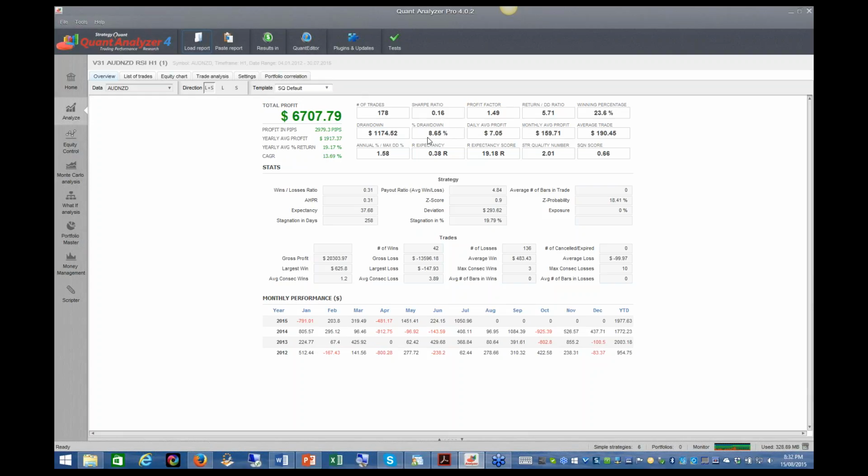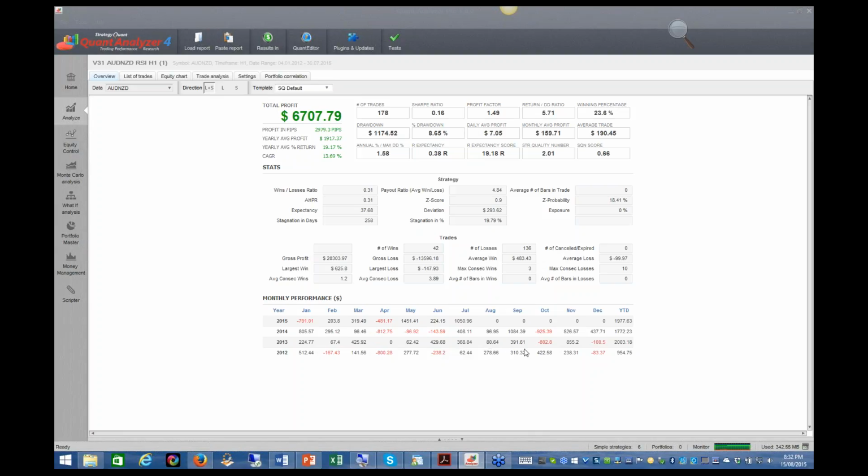The drawdown is only 8.65%. Can I use this to highlight stuff? So 8.65. And you can look at the other bits for it. We can look at the performance during the months. So January this year has been bad, but the previous has been good. And we can go through April. It looks to have been a rather bad month for this strategy.